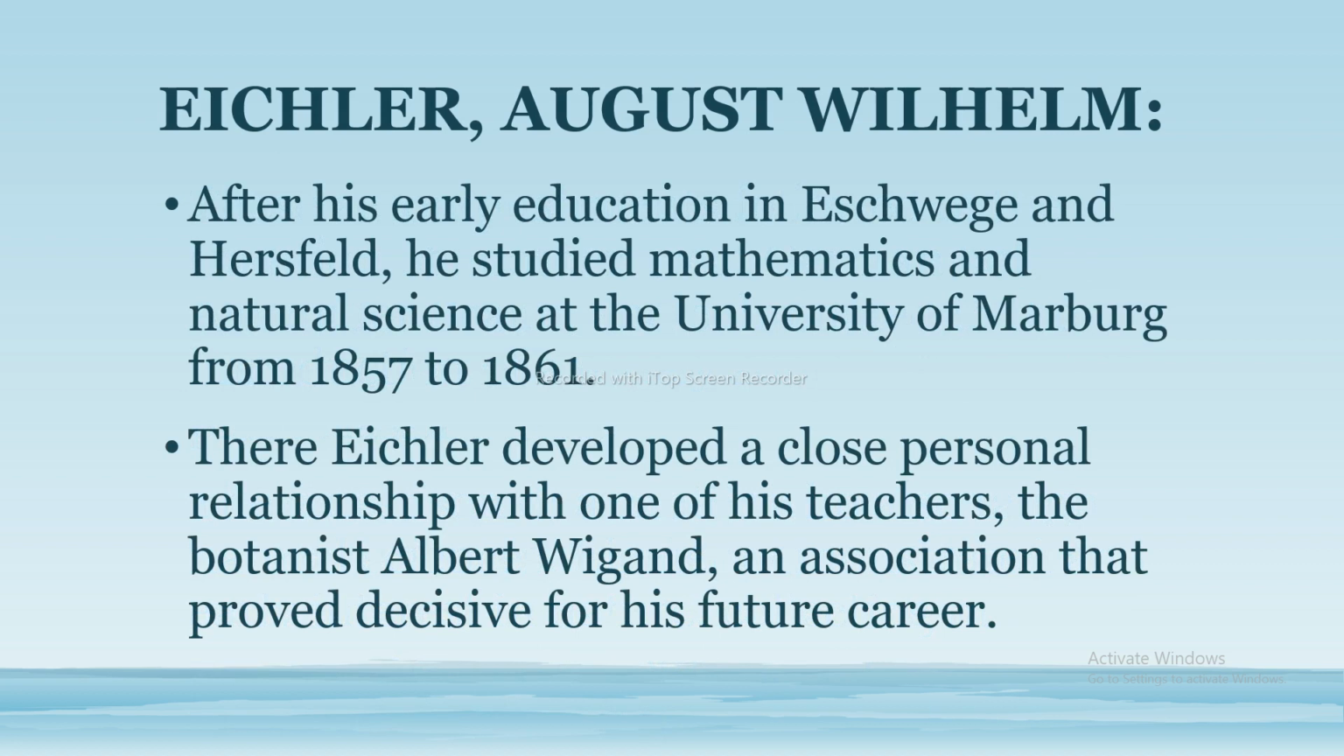After his early education in Eastwich and Horsford, he studied mathematics and natural science at the University of Marburg from 1857 to 1861. There, Eichler developed a close personal relationship with one of his teachers, the botanist Albert Wigand, an association that proved decisive for his future career.